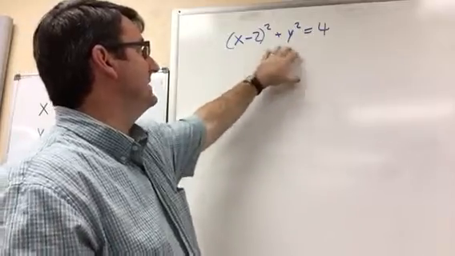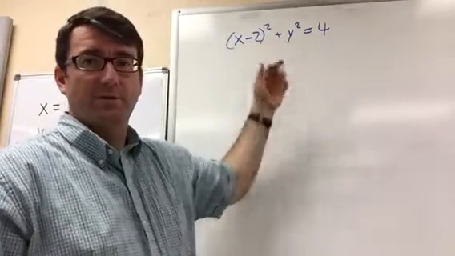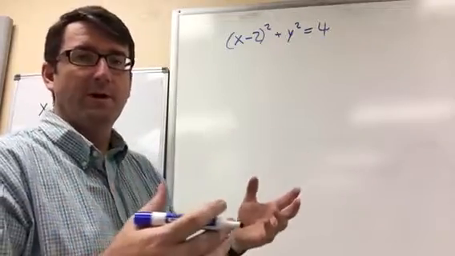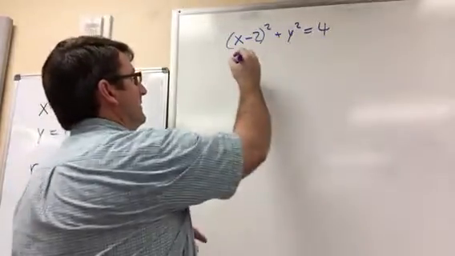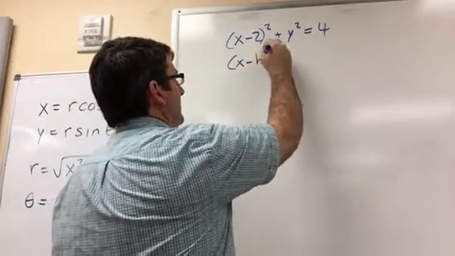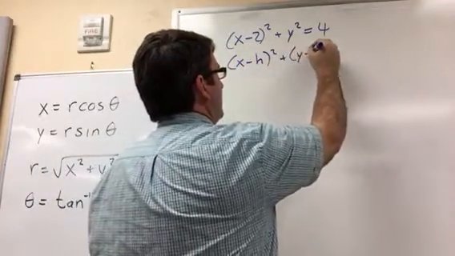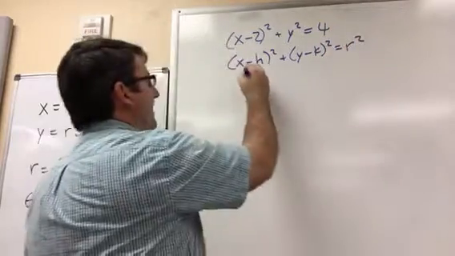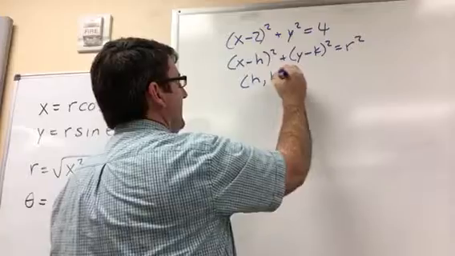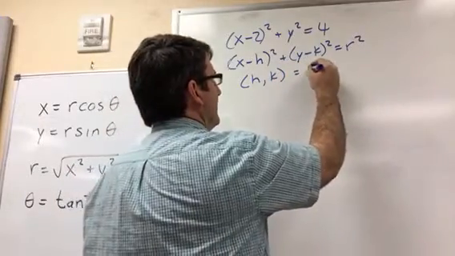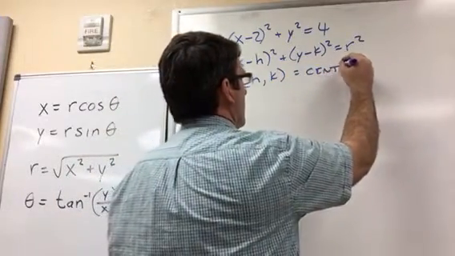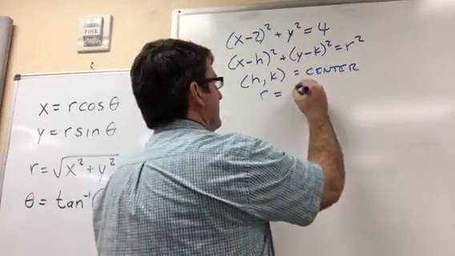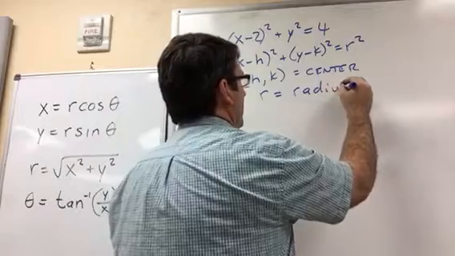We can recognize that this is going to be a circle. The general form in rectangular form for a circle is (x minus h) squared plus (y minus k) squared equals r squared, where the point (h, k) is the center of the circle and r is the radius of the circle.